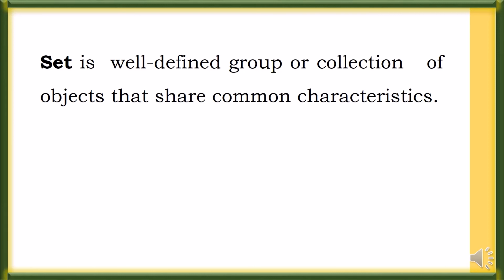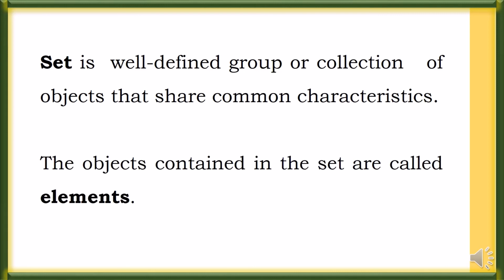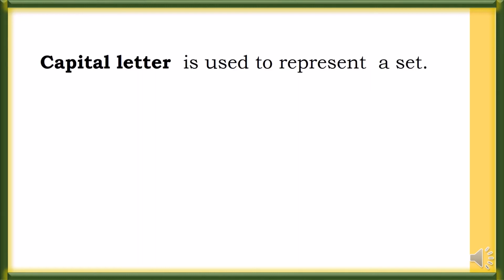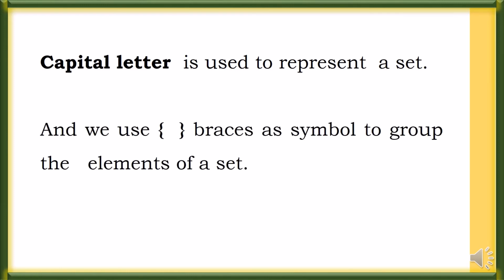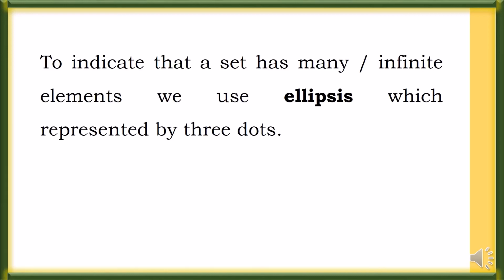In closing, a set is a well-defined group or collection of objects that share common characteristics. Objects contained in the set are called elements. A capital letter is used to represent a set, and we use braces as symbols to group the elements of a set. To indicate that a set has many or infinite elements, we use ellipses, which are represented by three dots.